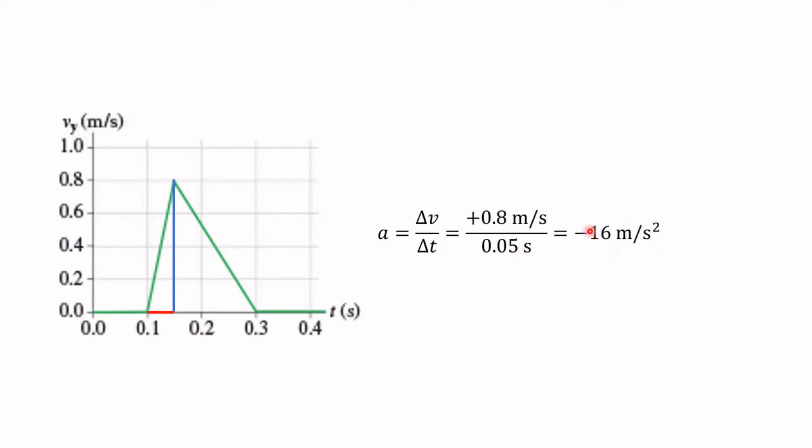Oops, that's supposed to be a plus sign. Just ignore that. This is more than 1 G, right? That's kind of interesting that the blood in your heart is accelerating at about 1.5 Gs, 1.6 Gs.